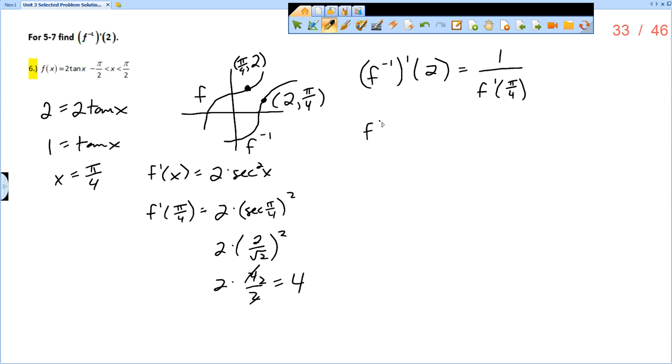Therefore, f inverse prime of 2 would be 1 over 4. And so 1/4 is our answer.